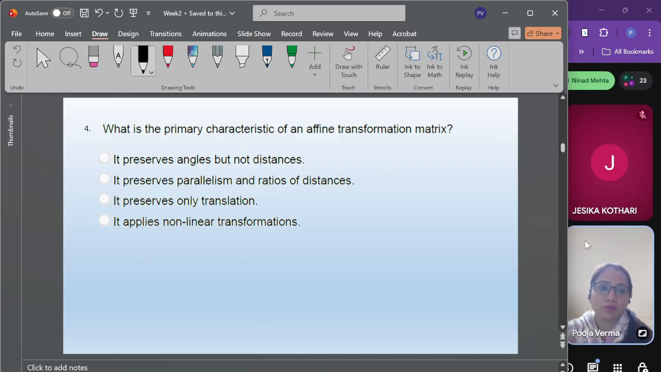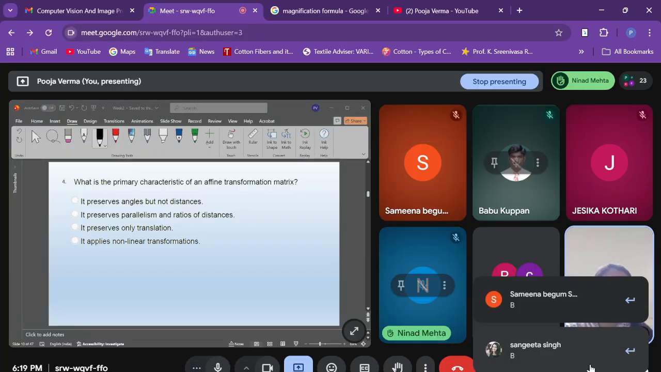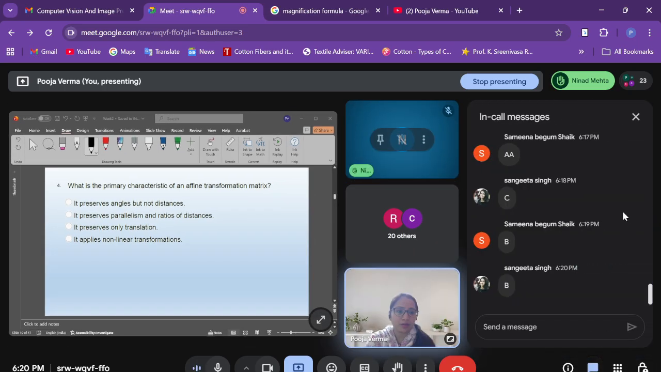Okay. So now this is our next question. What are the primary characteristics of an affine transformation matrix? Option A, it preserves angles but not distances. Option B, it preserves parallelism and ratios of distances. Option C, it preserves only translation or it applies non-linear transformation. Which option can be a correct one?